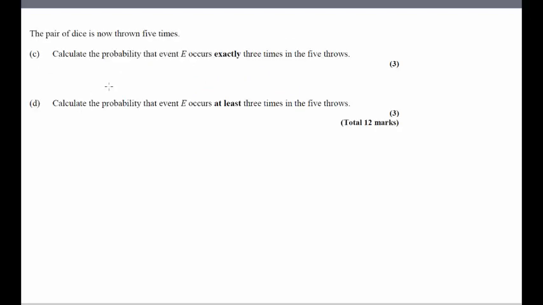And then we look at part C and D, and they want to calculate the probability that the event occurs exactly 3 times in 5 throws. And so we are back to our binomial, where X will be the number of times the event occurs. Again, this event E is the event that only one 4 is rolled. And so that's what we're talking about.